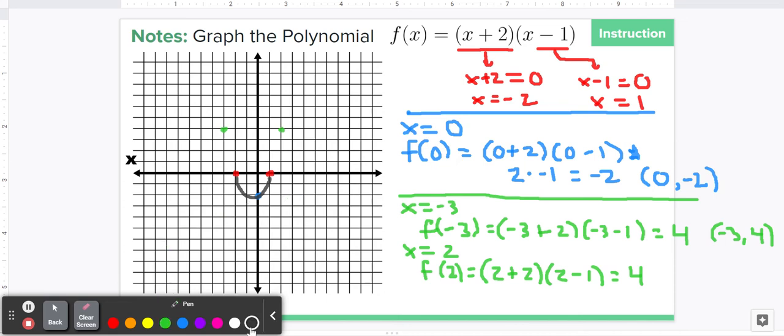So then we can kind of sketch in the rest of this graph. Right? And it's not going to be perfect, right? We're making a sketch of this. But we can see that we're starting to get that nice U shape that polynomials have.